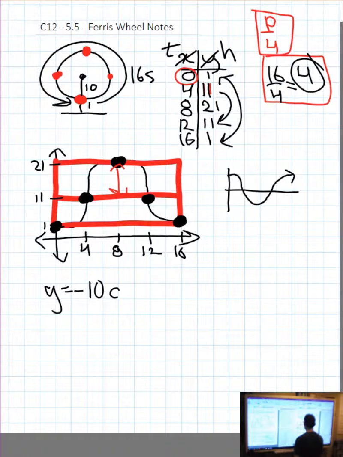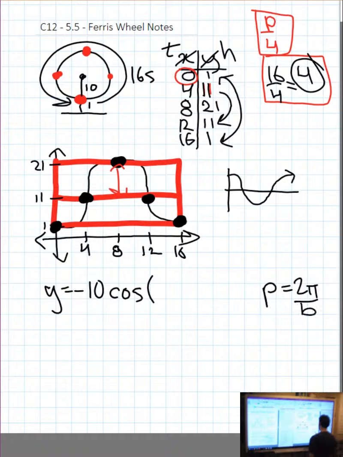I already established that I look more like a cosine and not a sine. Then I'll do my period calculation. P is equal to 2 pi over b. Cross multiply. B is equal to 2 pi over p.